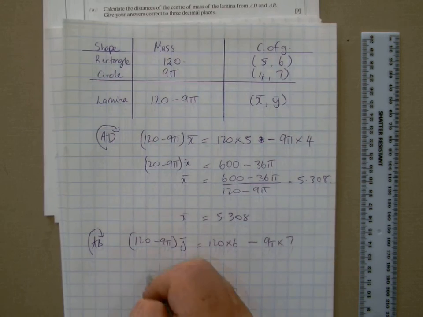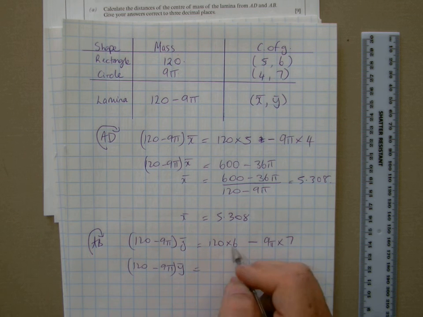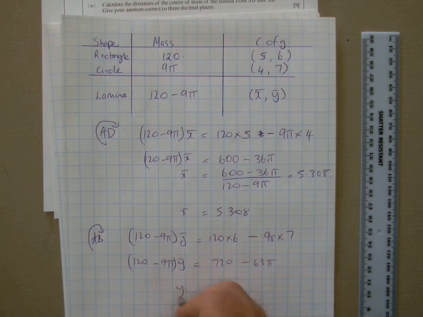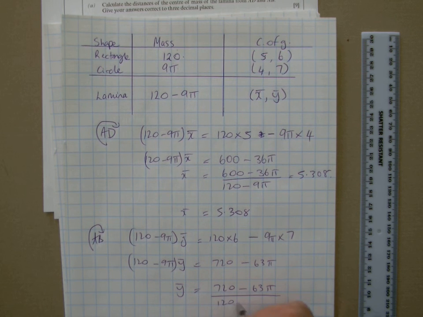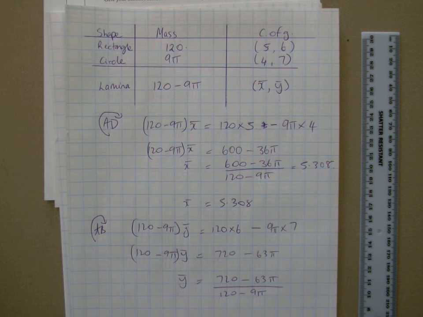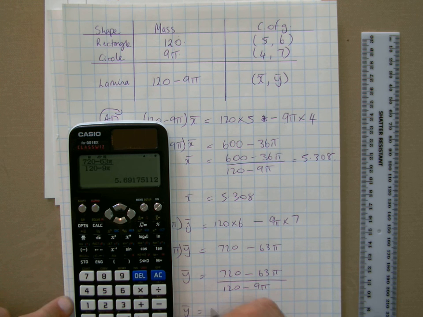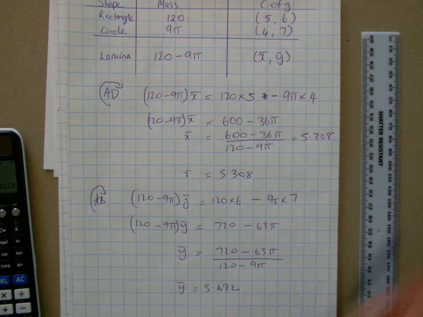So this becomes 120 minus 9 pi, y bar, and that will equal 720, and that will be 63 pi. So to get y bar, you do 720 take away 63 pi, all over 120 take away 9 pi. I do that on my calculator in one go, and I get 5.692 to 3 decimal places.